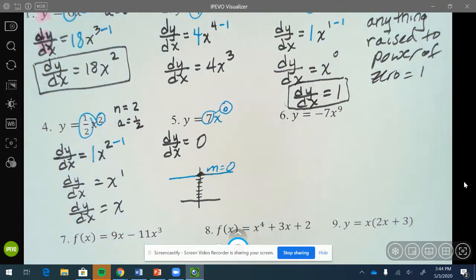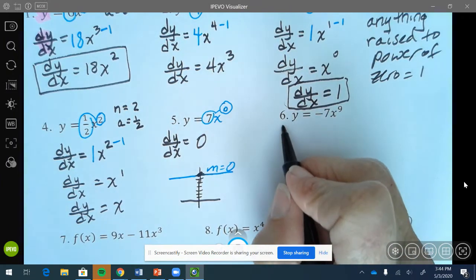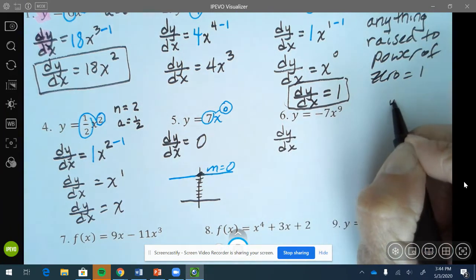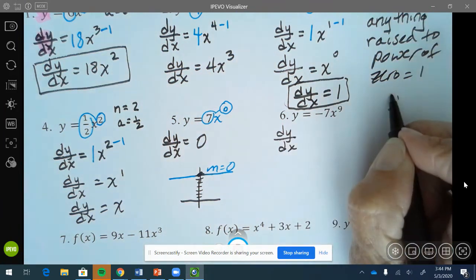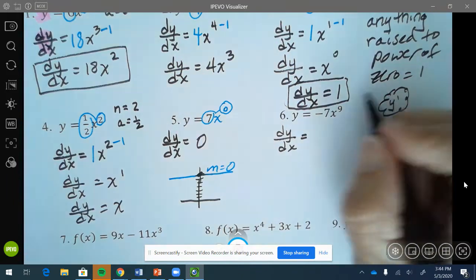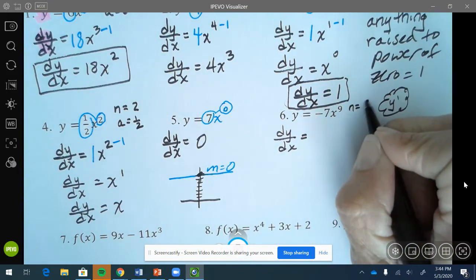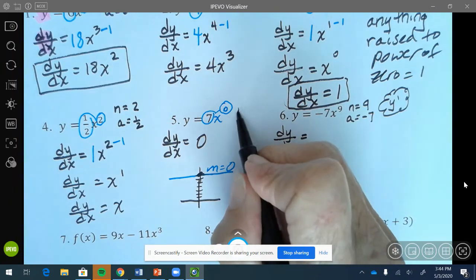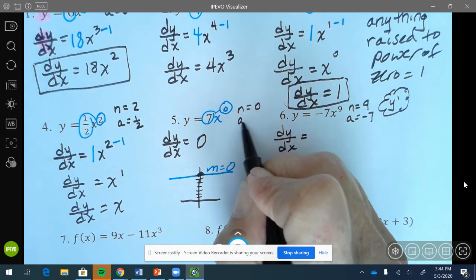Let's do this next one. Again, it's a y equals, so I'm going to name it d of y over d of x. And by the way, sometimes you'll see y prime. That also works. But it's up to you. I just don't want you to get confused when you see anything. Okay, so this is n equals 9, a equals -7. Here I forgot to say n equals 9 and a equals -7.